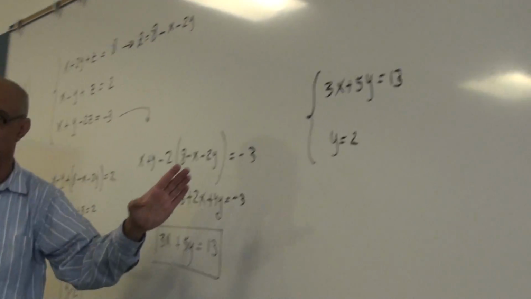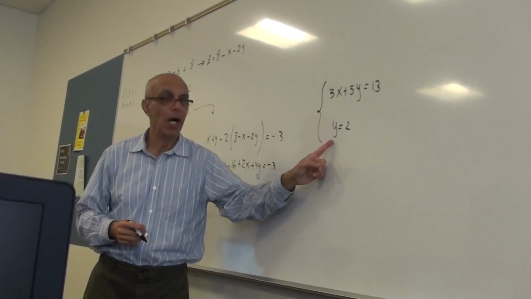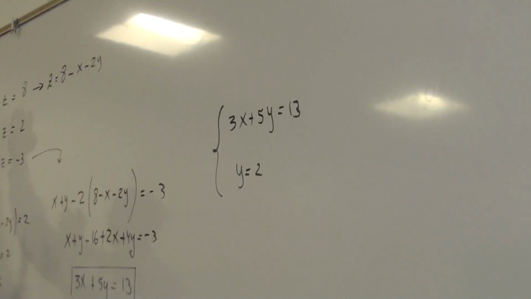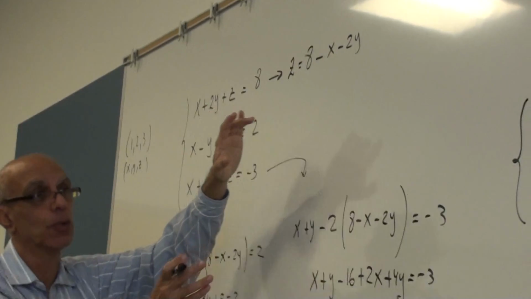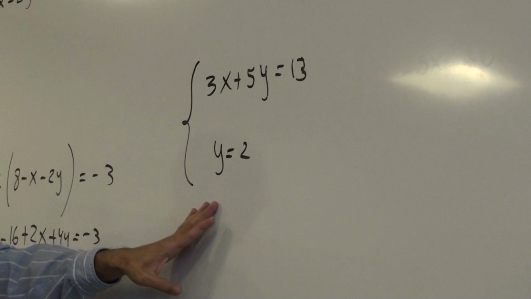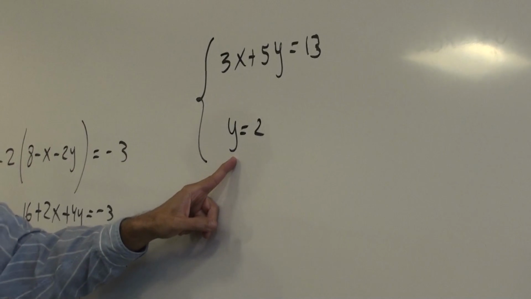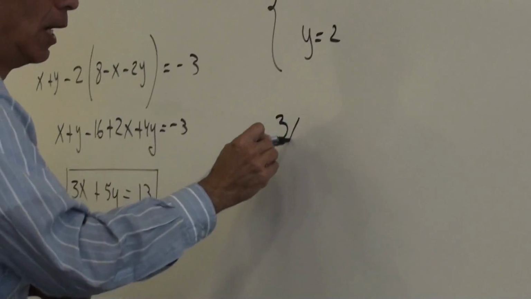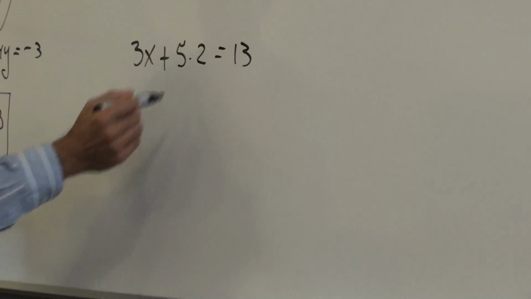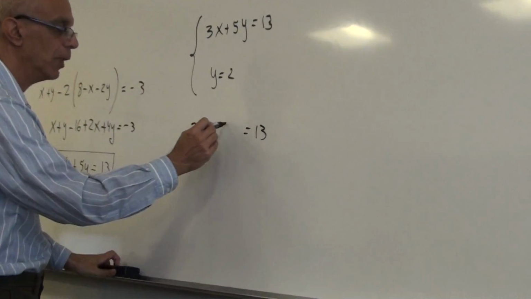So this is a new system of equations, right? It just happened that y is already here, right? The value of y is already here, but I have reduced 3 equations with 3 variables to a system of 2 variables, 2 equations. Now it's easy to solve this one. It's already solved for y. I even have the value of y. I plug in here, so I'm going to have 3x plus 5 times 2 equals 13. 5 times 2 is 10. Making my life really easy.